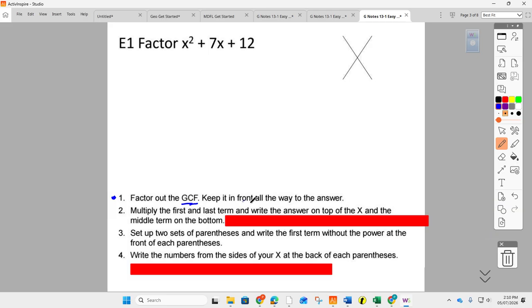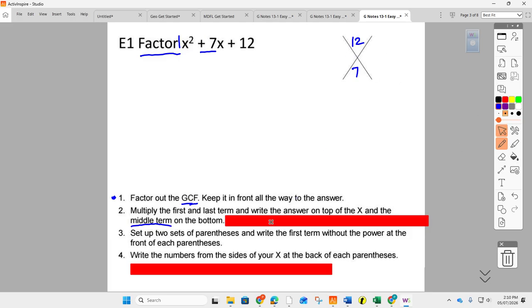The next thing we're going to do is multiply the first and last term and write the answer on the top of the x. And I just multiply the coefficient on that first one. So 1 times 12, that's the product of the first and last numerical parts of the term. And the other thing is we put the middle term on the bottom. So include the sign. Plus 7 means it's a positive 7. So this is a little strategy that helps us get ourselves organized before we actually come up with factors for this trinomial. Okay, so what are these side things for?